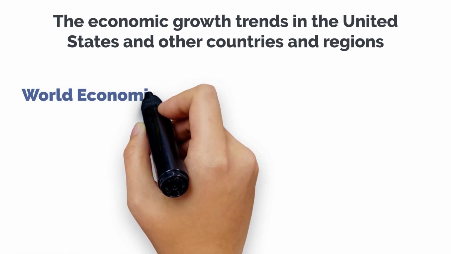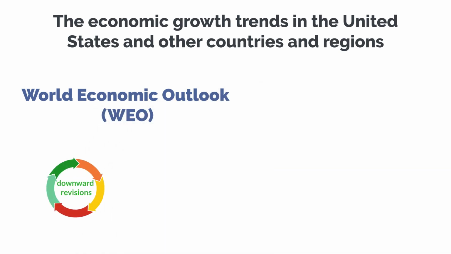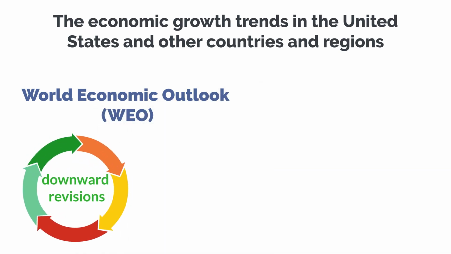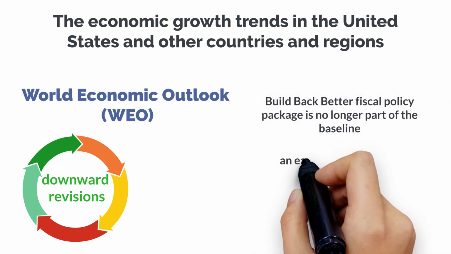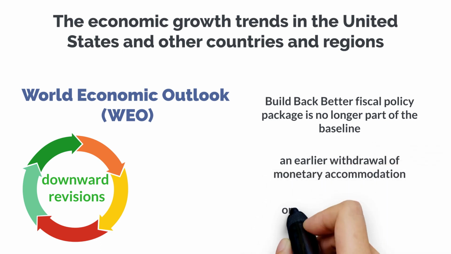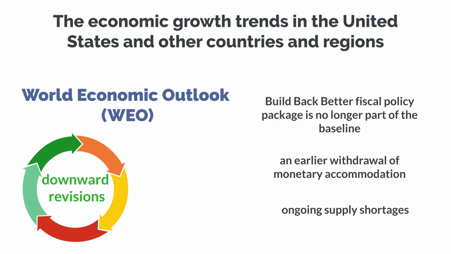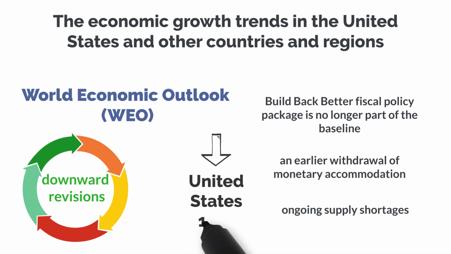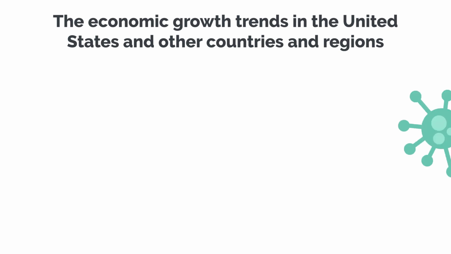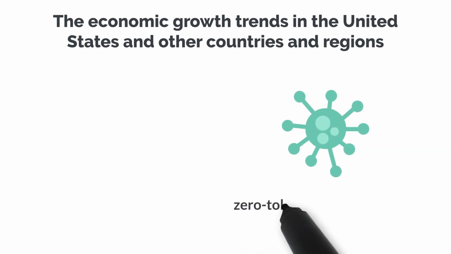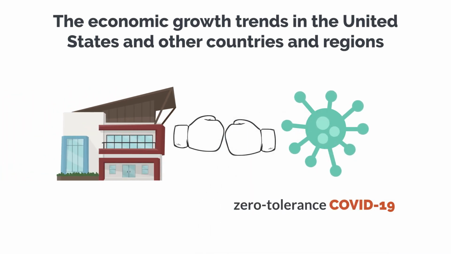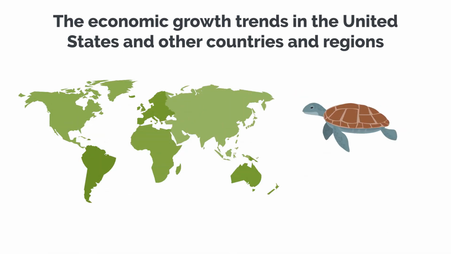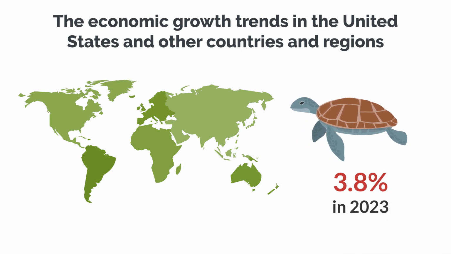The October World Economic Outlook, WEO, largely reflecting forecast markdowns in the 2 largest economies. A revised assumption removing a Build Back Better fiscal policy package from the baseline, earlier withdrawal of monetary accommodation, and continued supply shortages produced a downward 1.2 percentage points revision for the United States. In China, pandemic-induced disruptions related to the zero-tolerance COVID-19 policy and protracted financial stress among property developers have induced a 0.8 percentage point downgrade. Global growth is expected to slow to 3.8% in 2023.